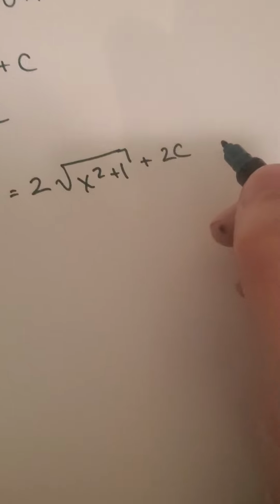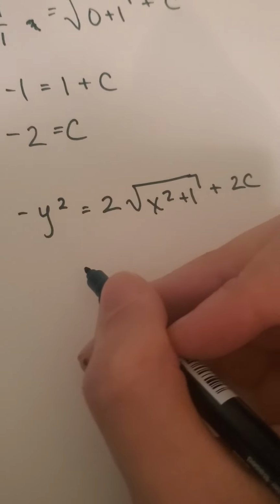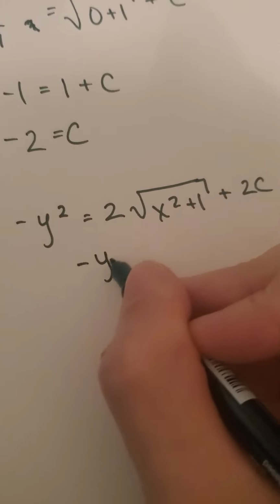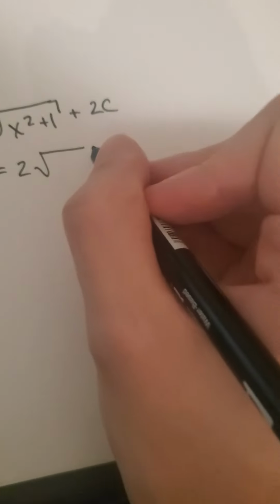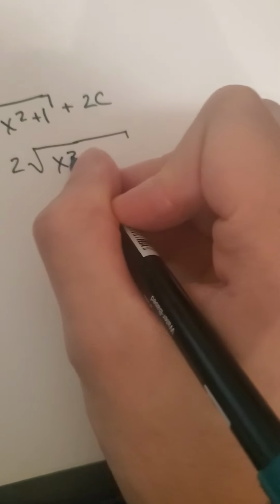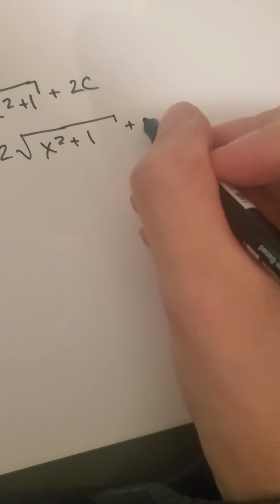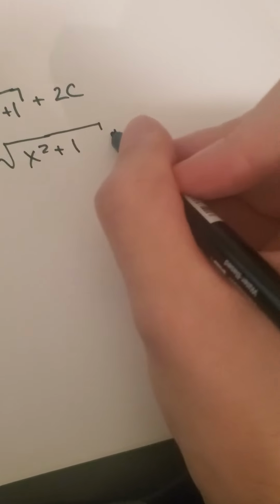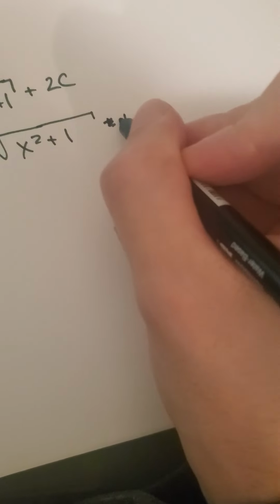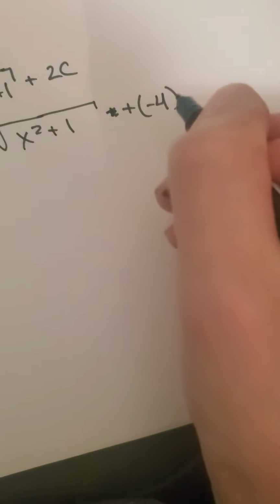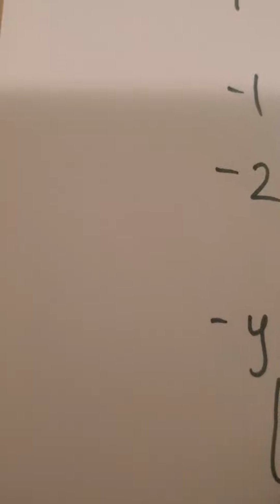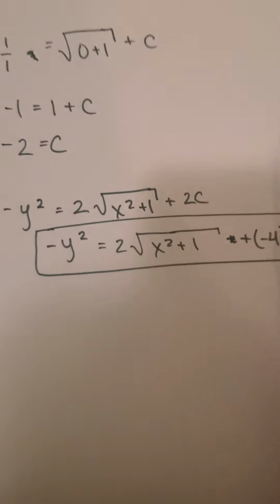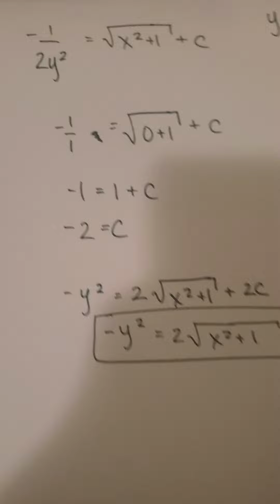This is the general solution, but we did solve for c earlier, so x squared plus 1 plus, in this case, plus negative 4 is what our answer is. Let me just circle that for you. But yeah, that's just showing all my work.